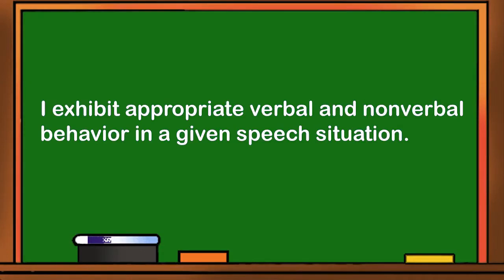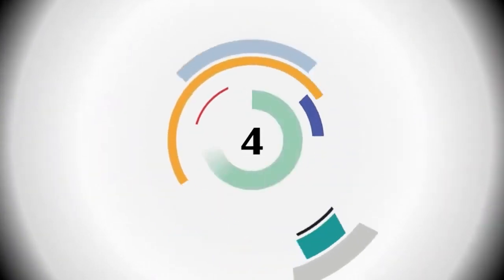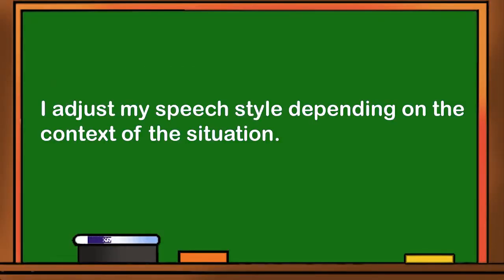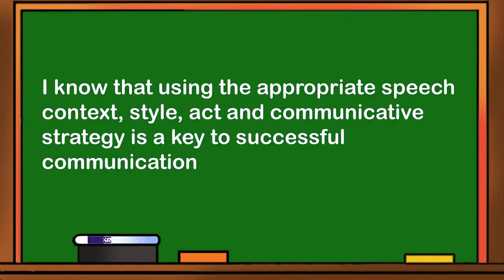I exhibit appropriate verbal and nonverbal behavior in a given speech situation. I can identify the type of speech context, style, act, and communicative strategies someone is using. I adjust my speech style depending on the context of the situation. I know that using the appropriate speech context, style, act, and communicative strategy is one key to successful communication.